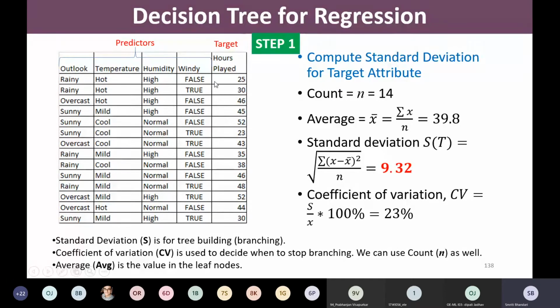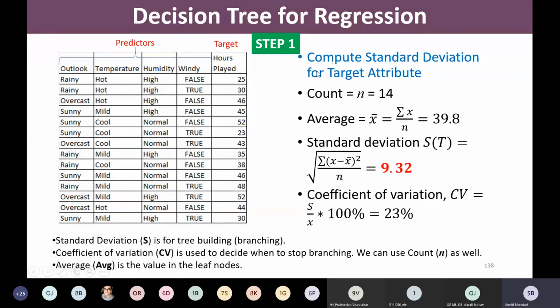So we are having a similar kind of sample data set with us. We are having once again 14 examples in this data set. We are having the same 4 parameters: outlook, temperature, humidity, and windy. The only difference is the target attribute. Earlier we used a class, and now we are using this target attribute as hours played, which is a continuous value. So how are we going to build the decision tree now for regression?